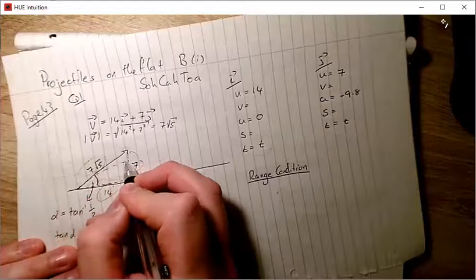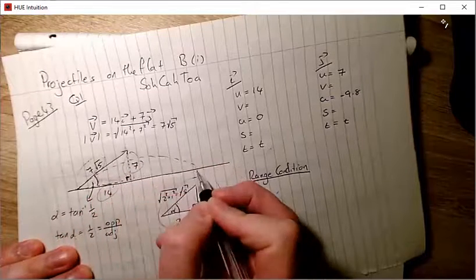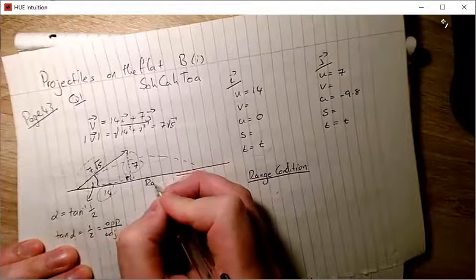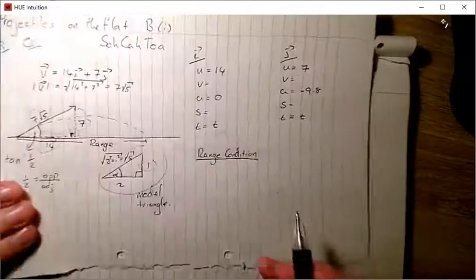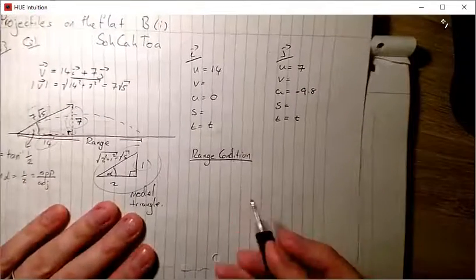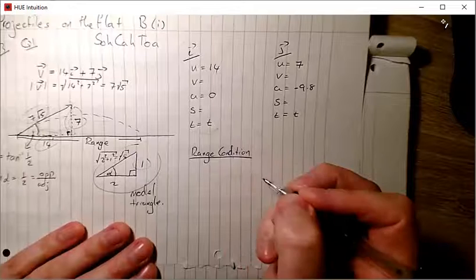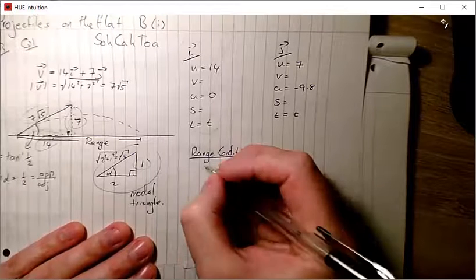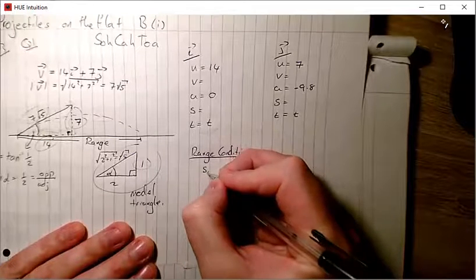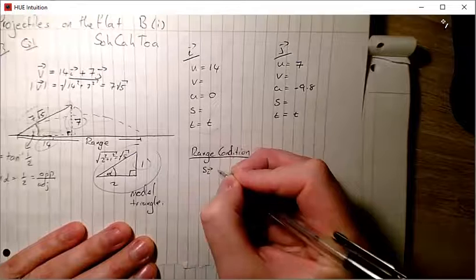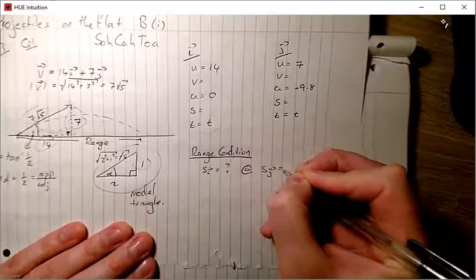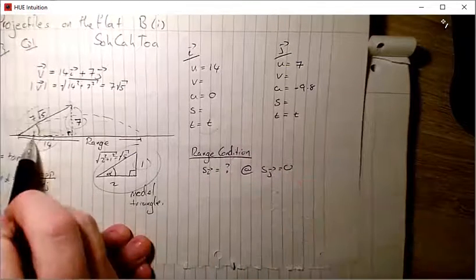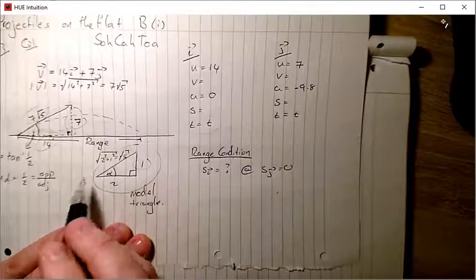So here's what we're looking for. This distance along here is called the range. We had a condition for it in the last video. See if you remember it. Maybe pause the video and see if you can write it down, because this is something you should know off by heart. The range condition is that you want to know what the displacement in the i direction is when the displacement in the j direction equals 0. You've gone up, you've come back down, and your total displacement in the j direction is 0.